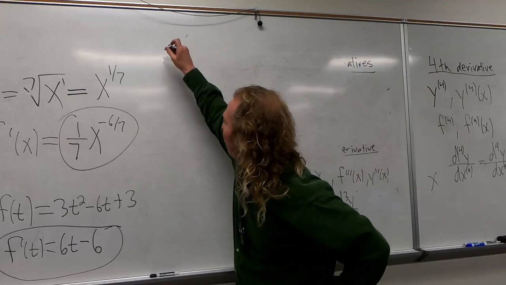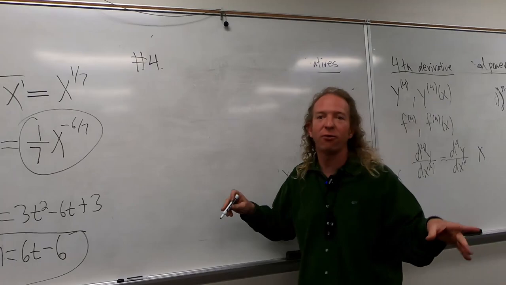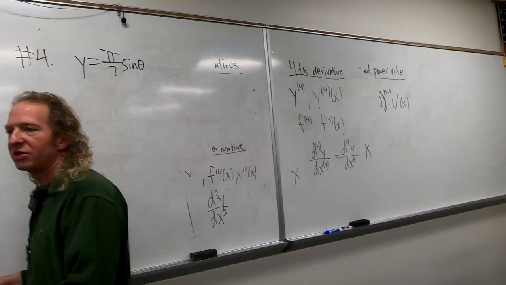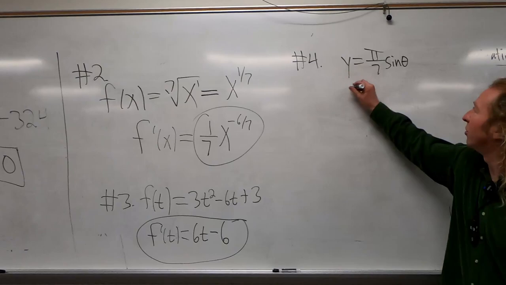4 is a little bit different. I've had people get stuck on 4. There have been semesters where I don't do this problem, and someone will message me, like, what's going on? It just has a different variable, right? Instead of x, it has theta. So theta is like your x, right? That's the only difference, okay? So the pi over 7 hangs out.